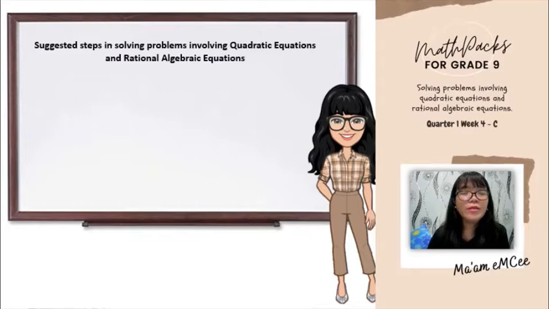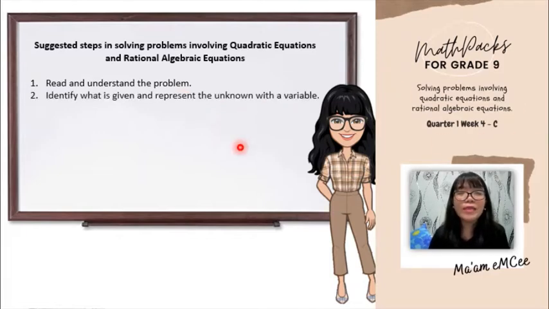So here are some suggested steps in solving problems involving quadratic equations and rational algebraic equations. First, read and understand the problem. This step is a must. Second, identify what is given and represent the unknown with a variable.